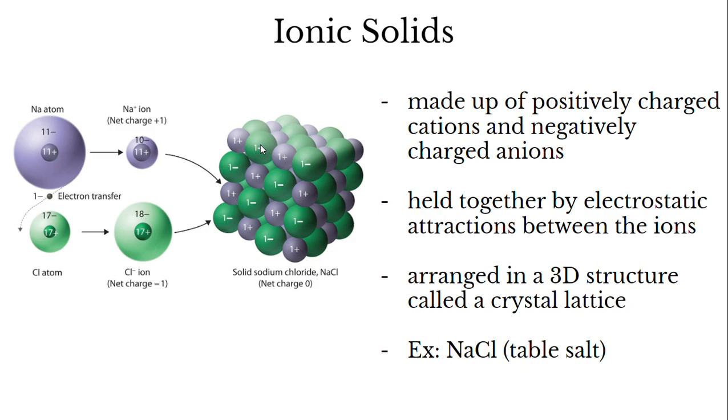So first, ionic solids. As you know, they are made up of positively charged cations and negatively charged anions, and they are held together by the electrostatic attractions between these ions. They are arranged in a 3D structure, which we call a crystal lattice. Here is what the NaCl crystal lattice looks like. It's made up of the Na positive ion and the Cl negative ion.